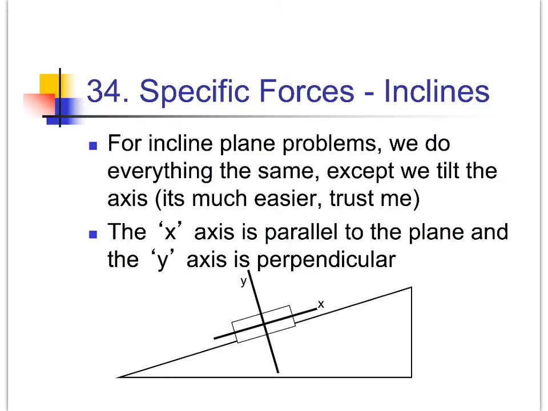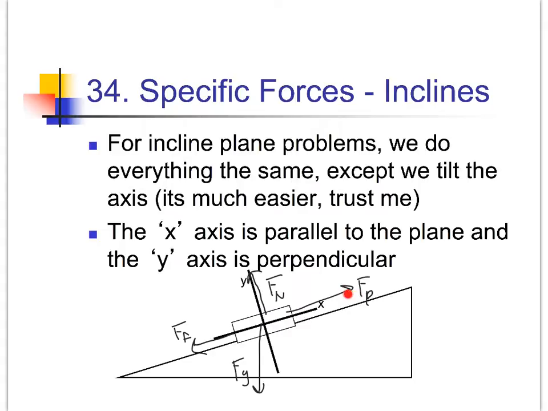And this could be a ramp, a hill, really anything that's sloped is going to count as an inclined plane. So of course we're going to have the force of gravity going straight down. We're going to have our normal force, which now is going perpendicular to our incline. And then let's say it's maybe being pulled up the incline with some pulling force, and there is friction going back down the incline.